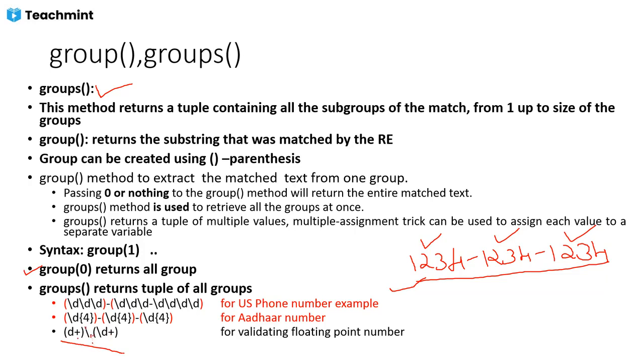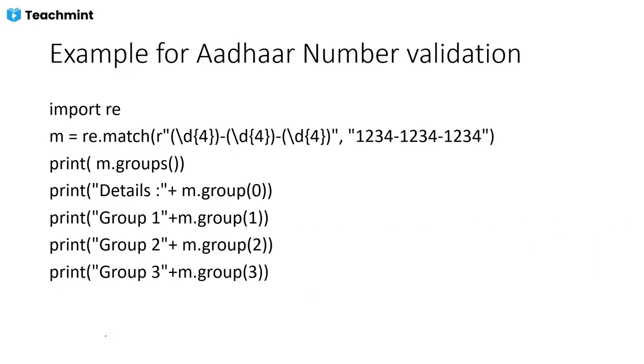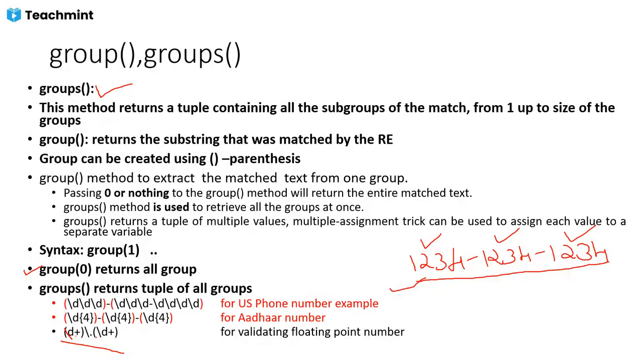So \d+. That means one or more occurrences of the digit, more than one occurrence of the digit. This is how the first group is formed. Suppose I want to process only the integer part, the integral part, I can use group of 1. To inspect the fractional part, I have to use group of 2. To return the complete floating point number, I have to use group of 0. We'll see that in the program.